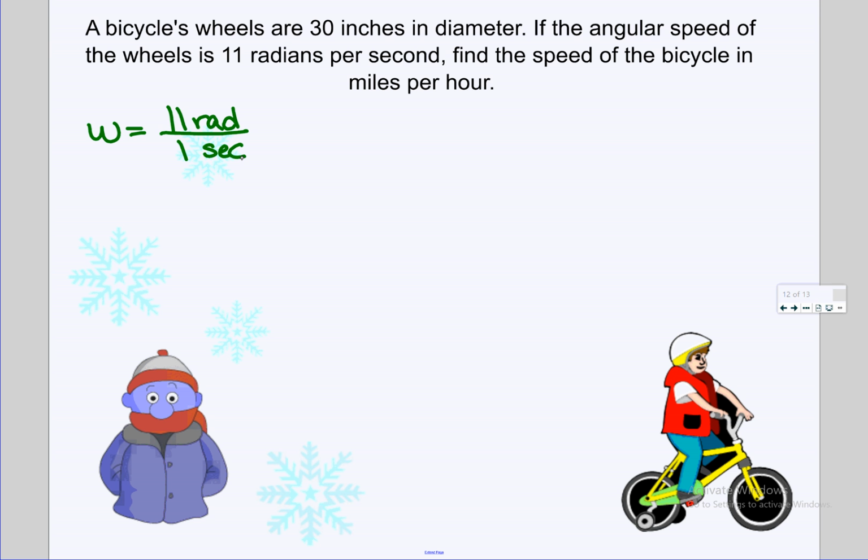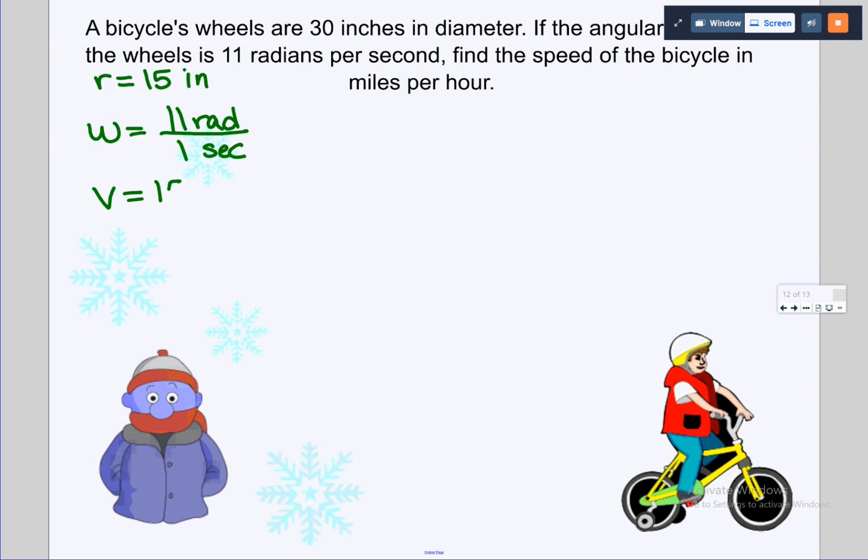30 inches in diameter. Diameter doesn't help me too much, but it helps me get the radius, right? What's the radius going to be? 15 what? Inches. Okay, again, the labels are important. We are trying to find the speed that the bike's traveling in a straight line, which is linear speed, v. And how do I get linear speed? If I have angular speed, I just multiply it by the radius. So my radius, 15, times my angular speed, 11 radians per 1 second, and that 15 again was inches, if I can squeeze it in there. There we go.